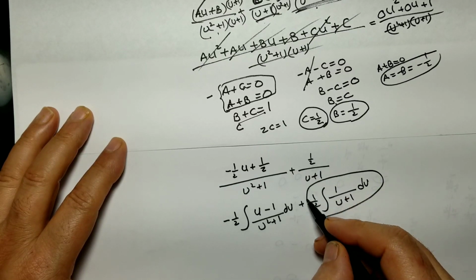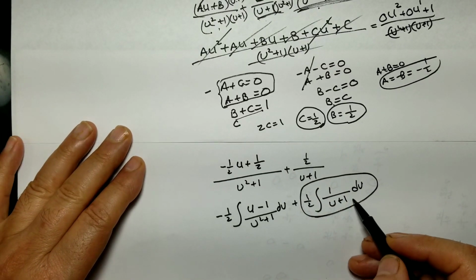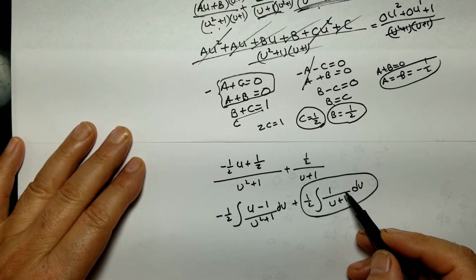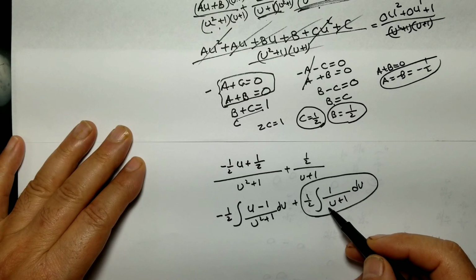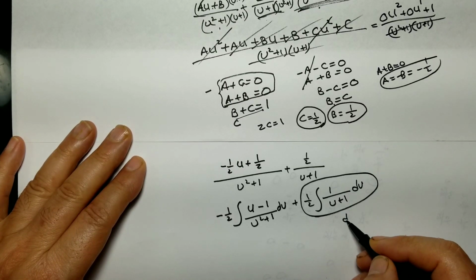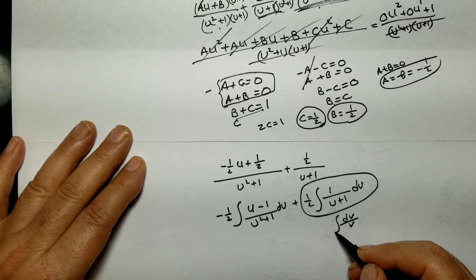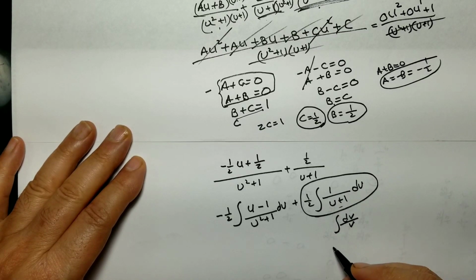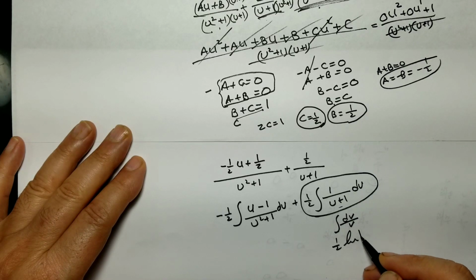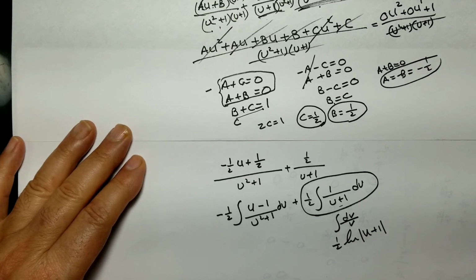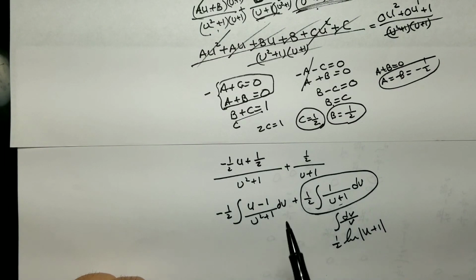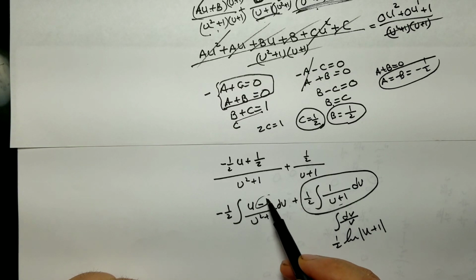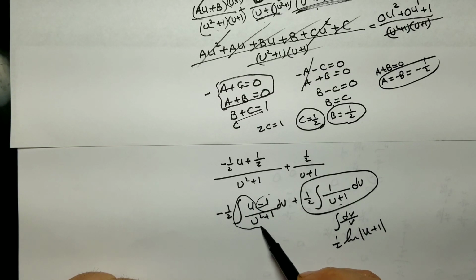Let me take care of this and say, okay, I know what this one is. This is my inside function. I'm going to call it v, and the differential of v is du. Therefore, you're going to have dv over v. The integral of dv over v is the natural log of v. Therefore, this one is 1/2 natural log of v, which is u plus 1. But when I look at this, I said, I wish I didn't have that negative 1. If I didn't have that negative 1, I could use u substitution.